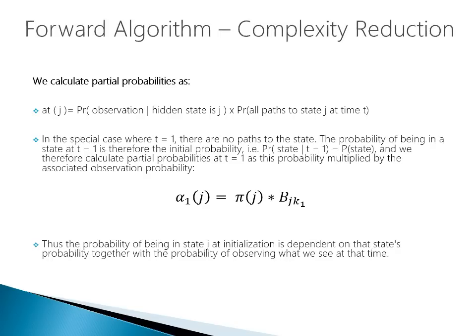Thus, the probability of being in state j at initialization is dependent on that state's probability together with the probability of observing what we see at that time. And we'll get into these initial state ideas and some of the statistics a little more later. I just want to introduce the concepts.